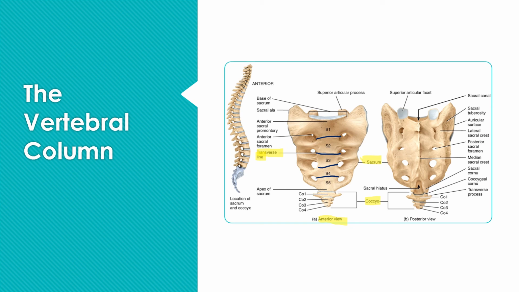At the ends of these lines are 4 pairs of anterior sacral foramina. And at the lateral portion of the superior surface of the sacrum, there's going to be a smooth surface called the sacral ala. And this is formed by the fused transverse processes of the first sacral vertebra.